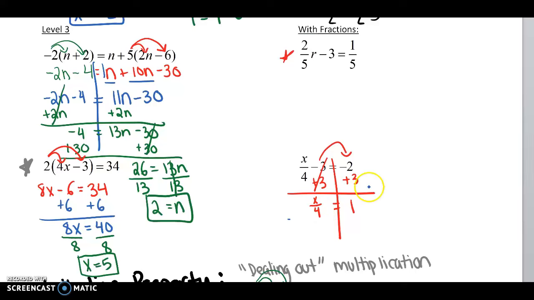So I have x divided by 4, whereas normally I'd have like 4 times x. And to undo multiplication, I do division. But here I have x divided by 4, so I'm undoing division. How do you undo division? You multiply. Okay, whatever you do one side, you do the other.